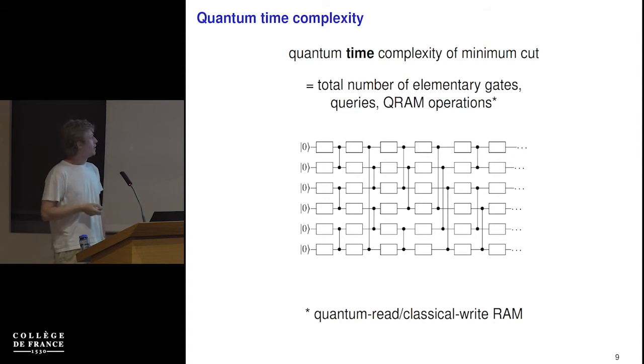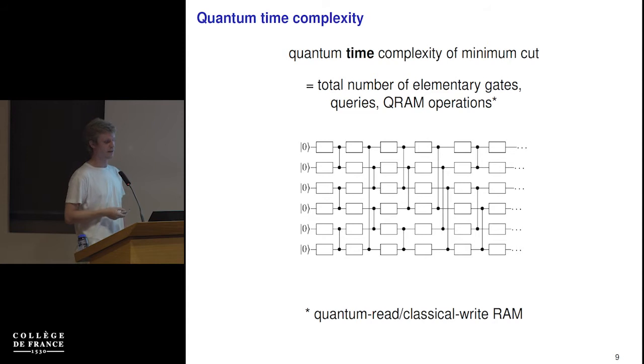That was quantum query complexity. I'll also be talking about quantum time complexity, which is basically how hard it will be in the end to really solve this problem. Like how large will the quantum circuit be for solving this problem? More specifically, we'll be describing quantum algorithms in the circuit model, and the time complexity of the algorithm measures the total number of elementary gates, but also queries to the input graph, and also QRAM operations.